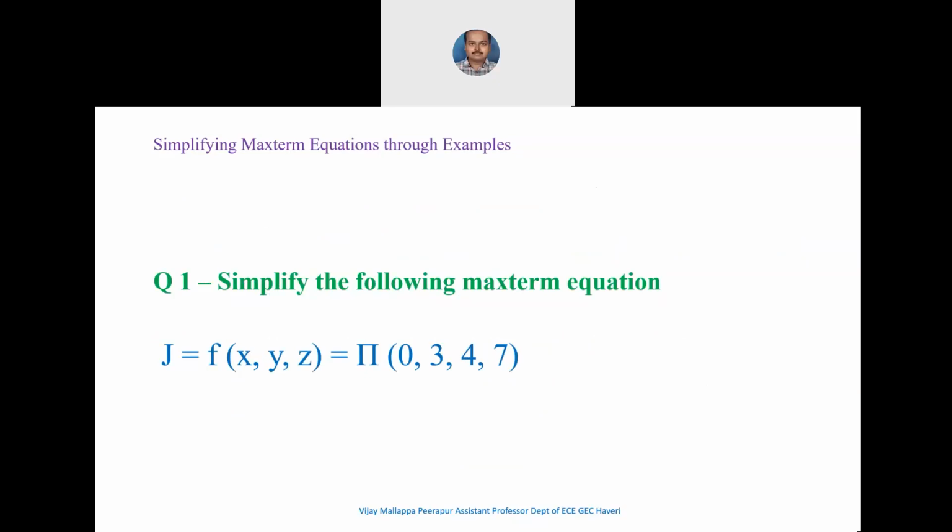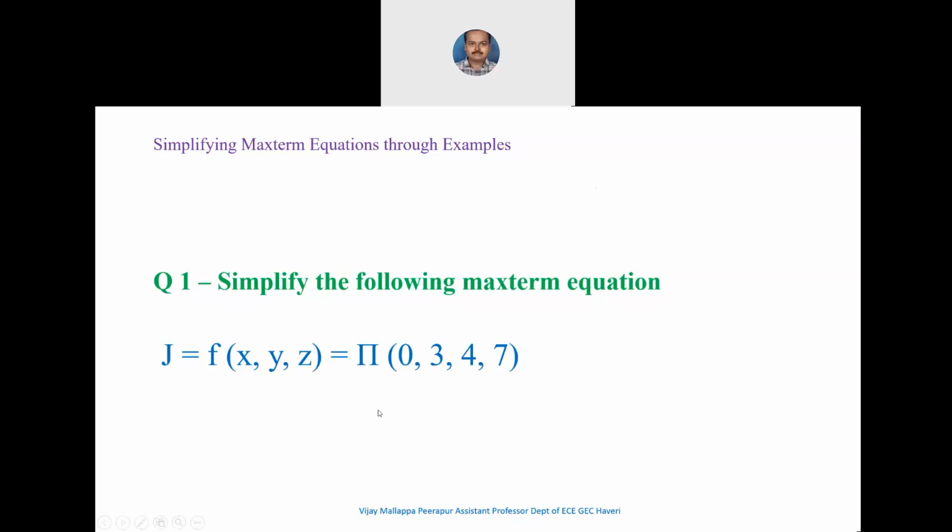Simplify the following max term equation. Now what is given? The output variable j is equal to the function of x, y, z, right? We have three input variables x, y, z, which is equal to pi. Pi is nothing but what?